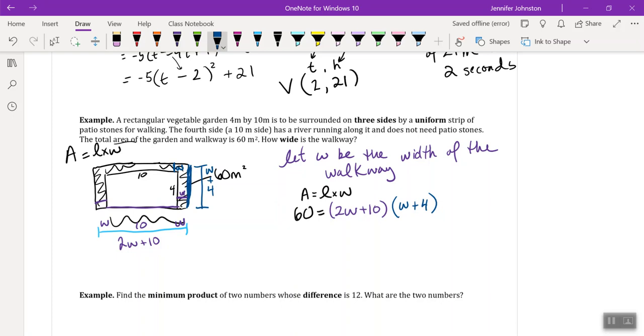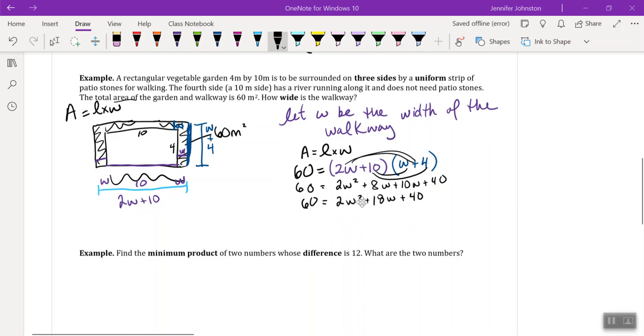That's 2W plus 10. Alright, so let's now find it. You need a let statement, just talking about the width, and then from there you find your two binomials, FOIL, and combine. So I FOILed it and I get 2w squared plus 18w plus 40. Well, that's almost it, but we need to bring that 60 over to the other side as well to finish off that trinomial. When the 60 comes over the other side, it becomes a negative, so 40 minus 60 gives us negative 20.